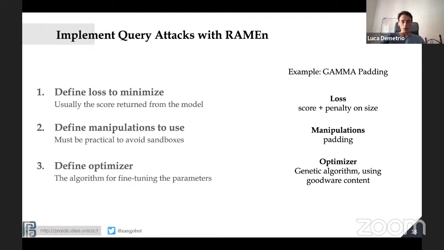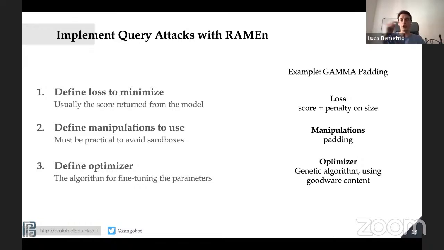Okay. I've explained how you can manipulate, but what if now I really want to create an attack? If I want to create a query attack with my formalization, I have to define 3 steps. First of all, the loss I want to minimize. It might be the score of the classifier, the score plus a penalty term, and so on. Then you have to define which manipulations you want to use: padding, extending, content shifting, and so on. And then finally define an optimizer, because we are in a black box technique, so we don't know anything about the classifier itself.